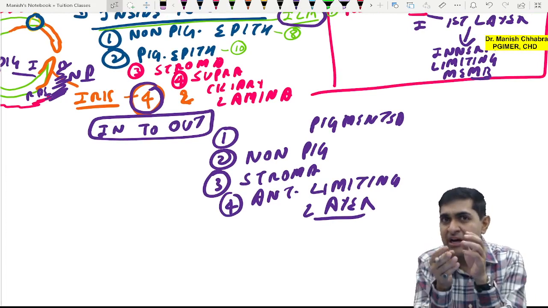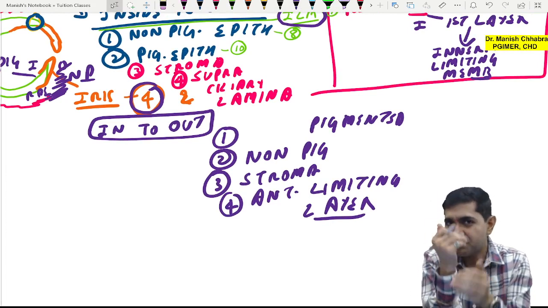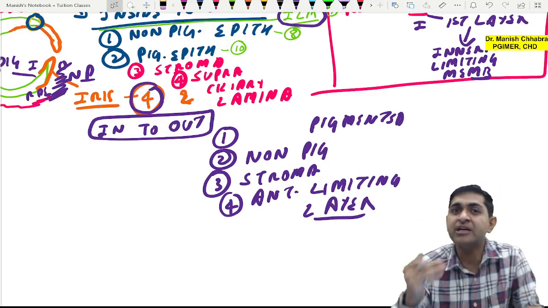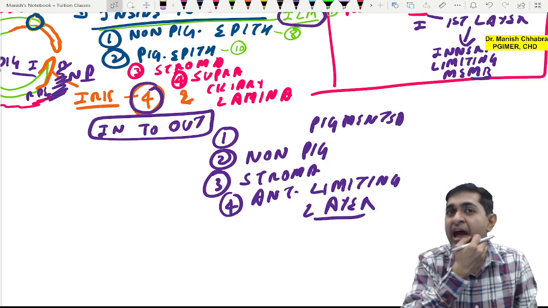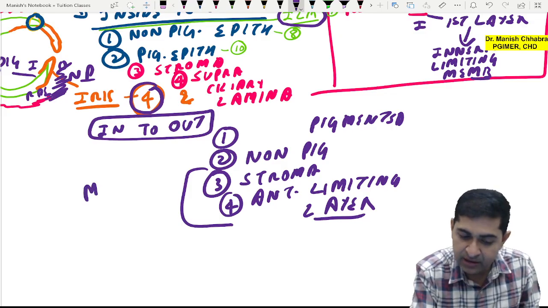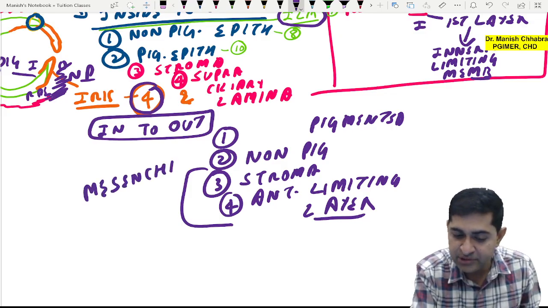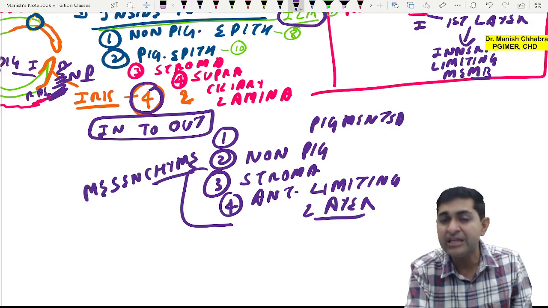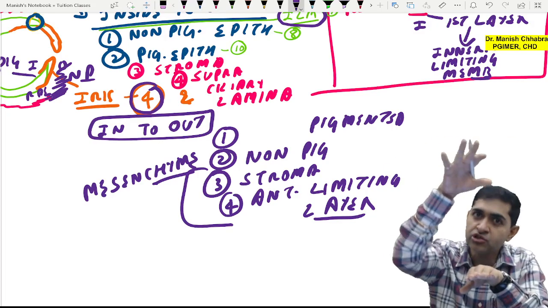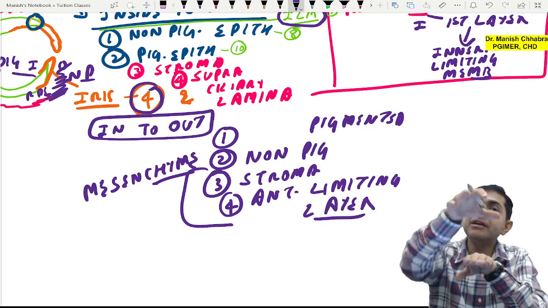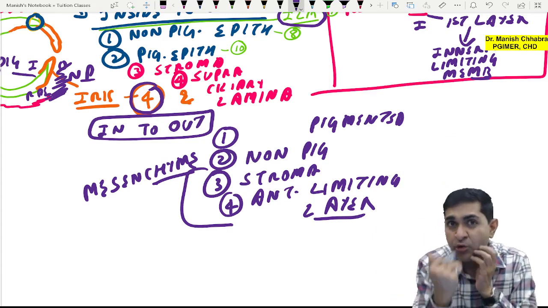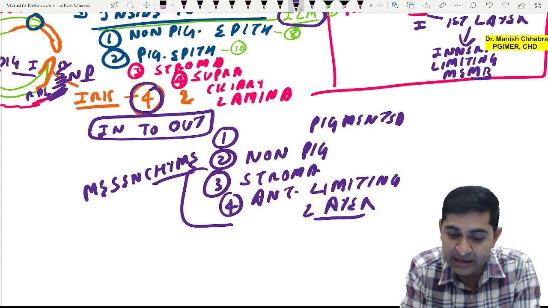In the iris, the non-pigmented epithelium gains pigment, while the pigmented epithelium loses pigment, such that the posterior most layer is pigmented, then the anterior layer is non-pigmented, and the other 2 layers are formed by the mesenchyme only. So there will be the same stroma as we had in the ciliary body, and in the ciliary body we had the supraciliary lamina. Supra means above, ciliary means ciliary body, and lamina means layer. Similarly here the outermost layer is the anterior limiting layer.